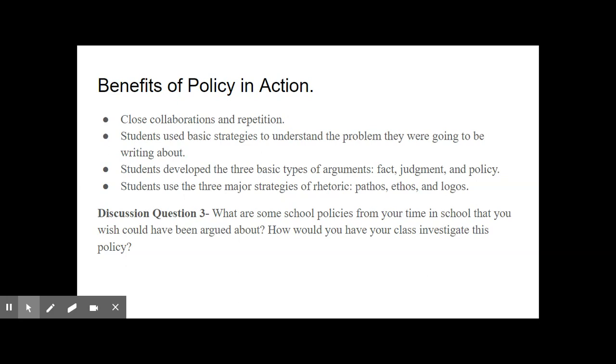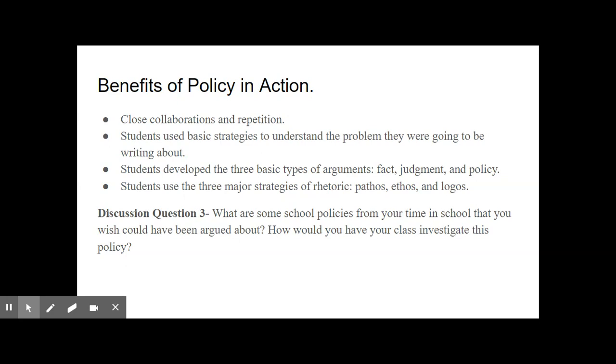So students develop the 3 basic types of arguments. There's fact, which is the evidence that they gather, the judgment, which is what that evidence means and how the students feel that affects their argument, and then of course policy, which is the whole thing, and the whole point of this is to try to argue about a policy.